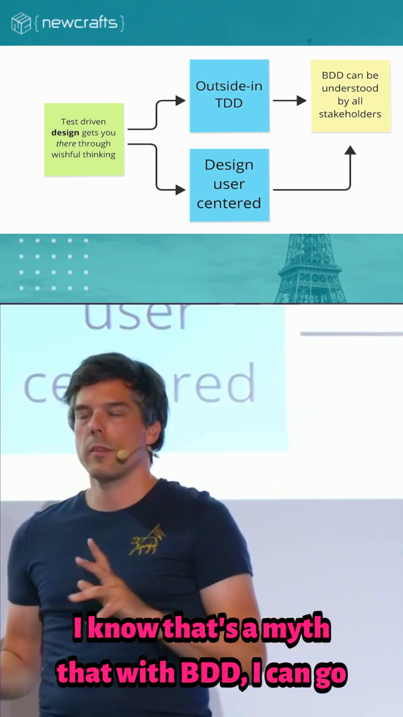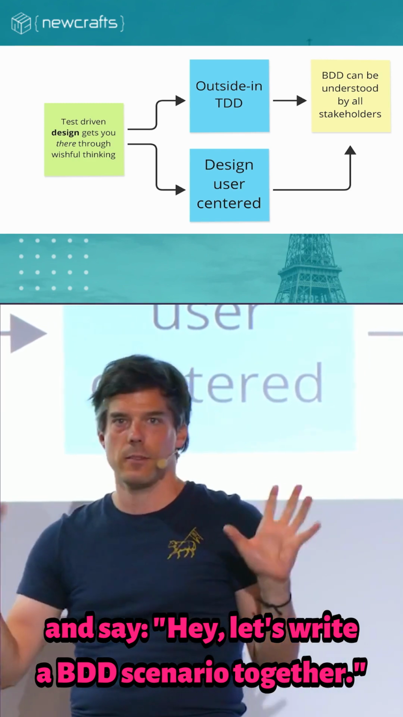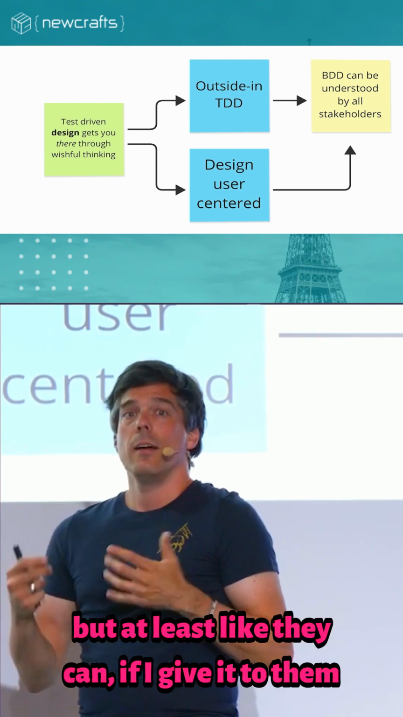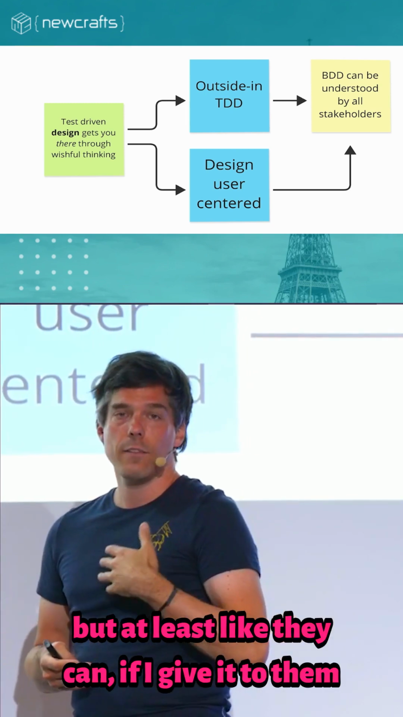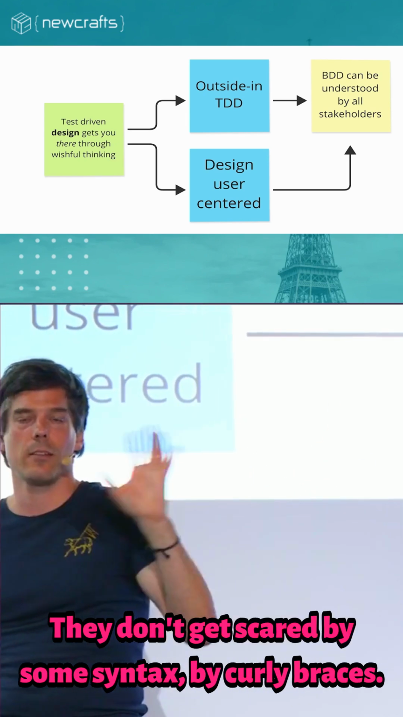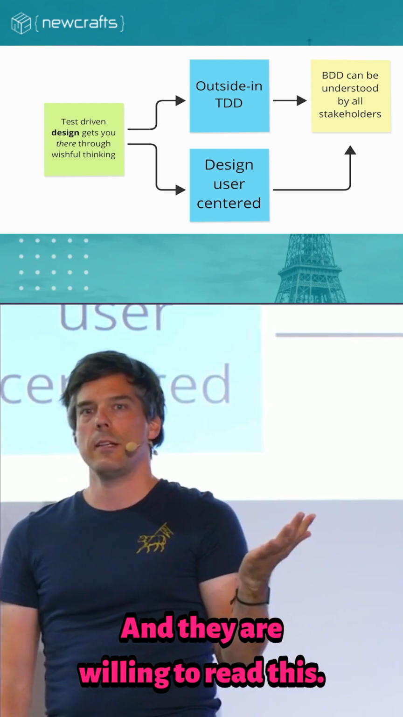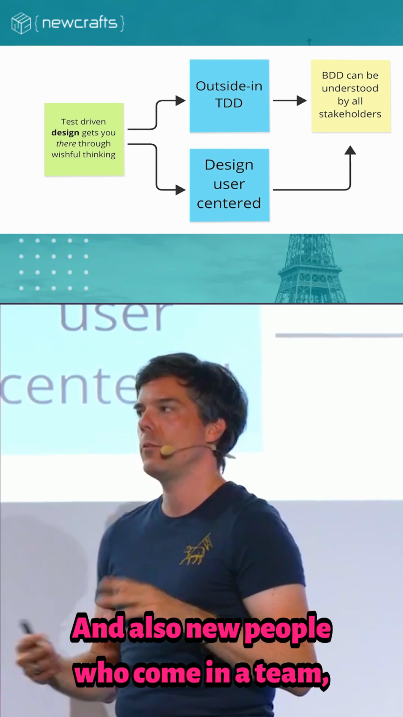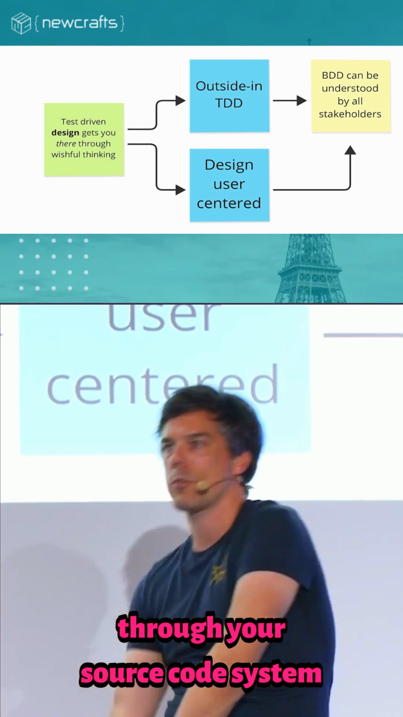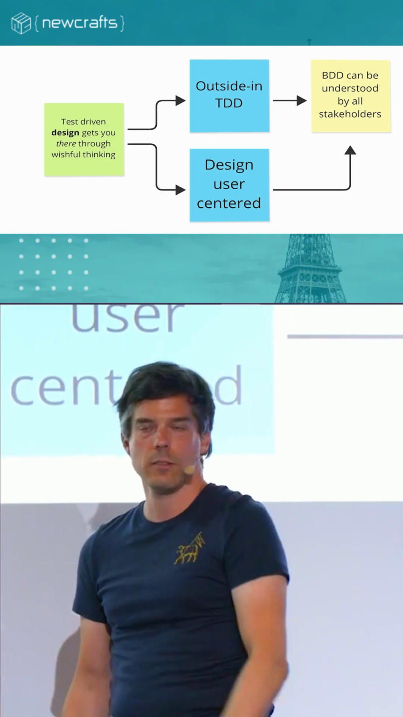I know it's a myth that with BDD I can go to my product manager and say, hey, let's write a BDD scenario together. That's not true. I don't think many people have managed this, but at least if I give it to them and say, hey, this is what my system does, it takes two numbers and gives out a sum, they can understand it. They don't get scared by some syntax, by curly braces, and they are willing to read this. And also new people who come into a team can start browsing through that without needing to dig through your source code to figure out what's actually happening and which unit test is relevant.